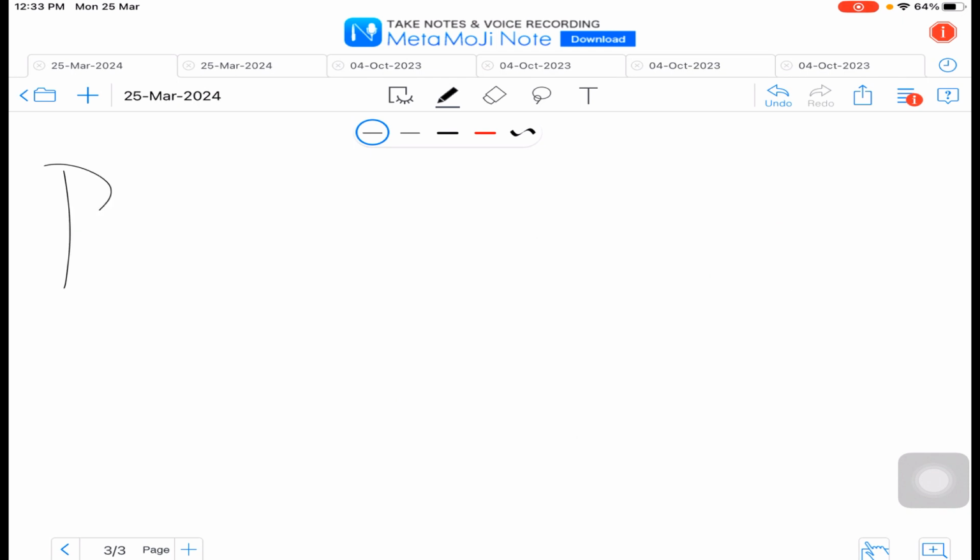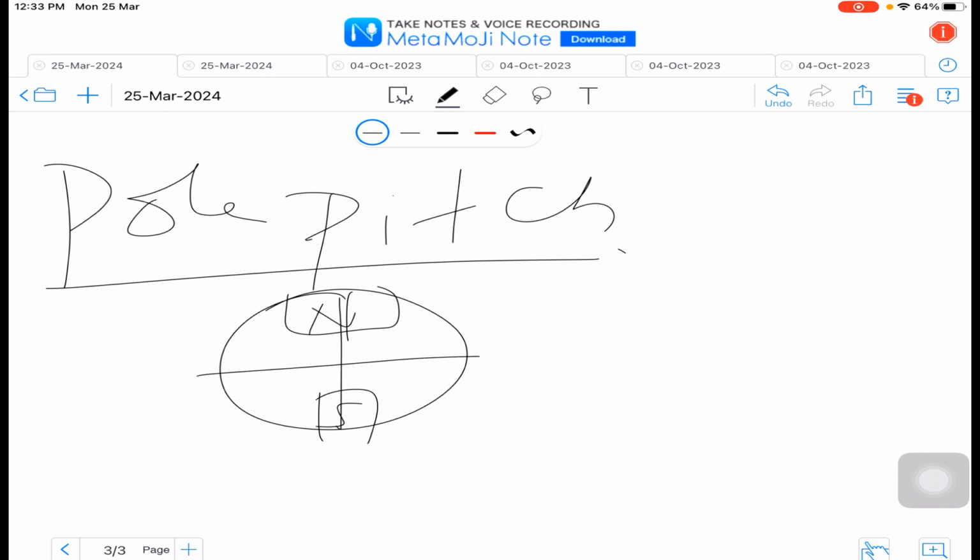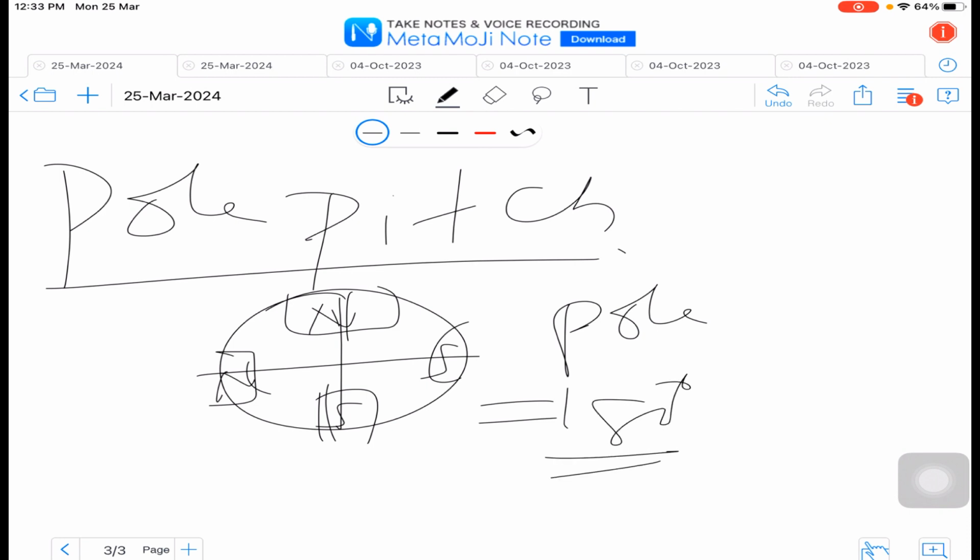Next, let us understand what is pole pitch or pole span. What is a pole pitch? It is the angular distance between the centers of two adjacent poles in a machine. Generally it is equivalent to 180 degrees electrical. The pole pitch can also be expressed in terms of slots or conductors.